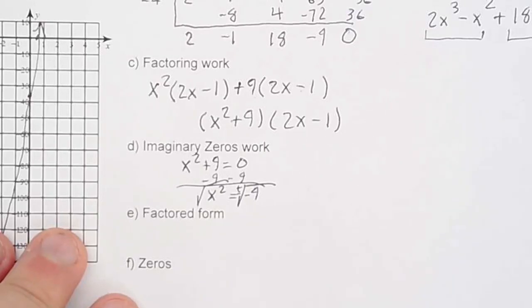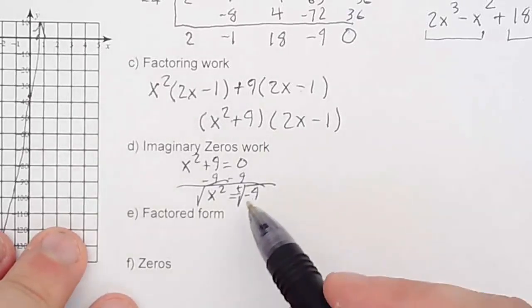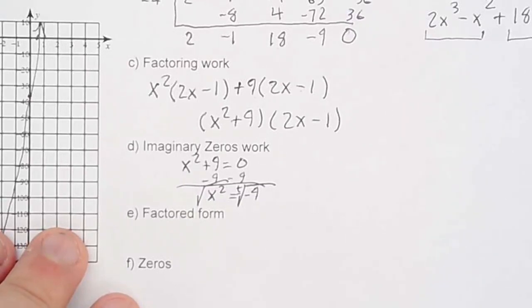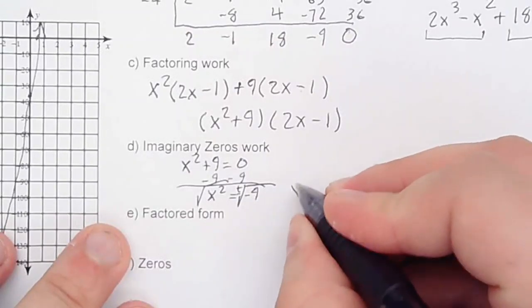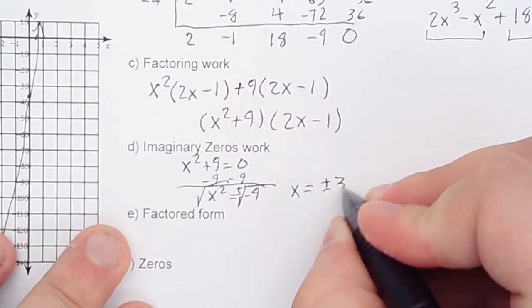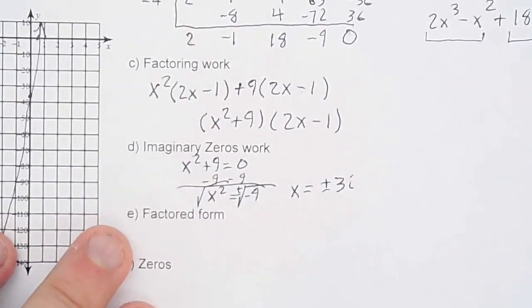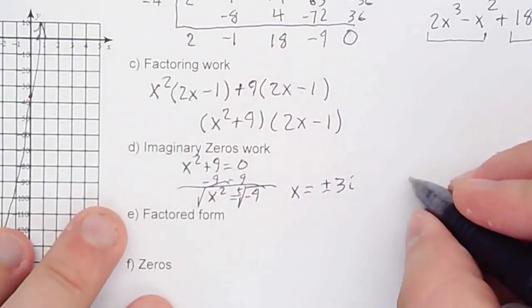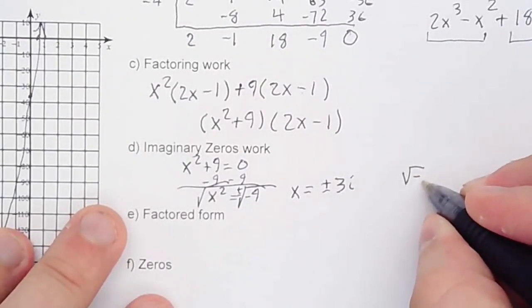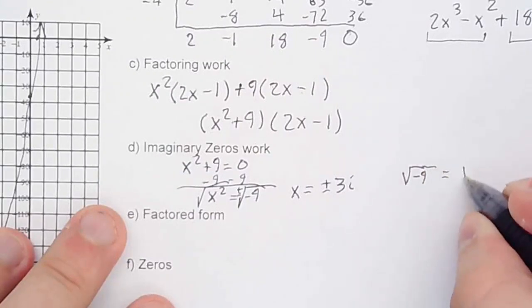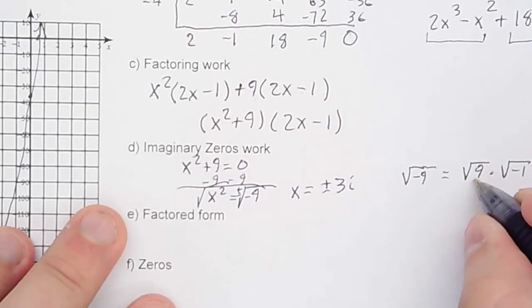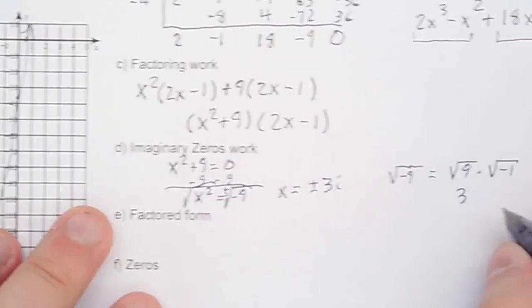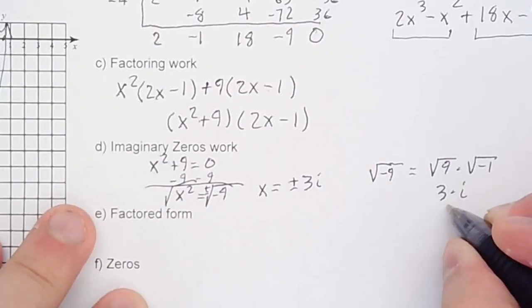If I think about what the square root of positive 9 is, that's 3. But because I have this negative here, our zero is going to be plus or minus 3i. If you are unsure of why that's the case, it's because the square root of negative 9 is the same as the square root of 9 times the square root of negative 1. Square root of 9 is 3. And the square root of negative 1, we call that i, and that gives us 3i. So that's how we get that here. So we have plus or minus 3i.